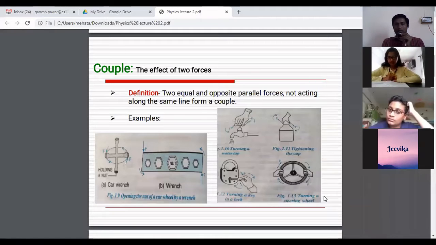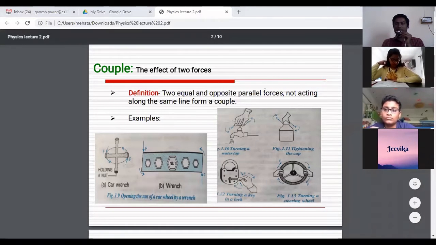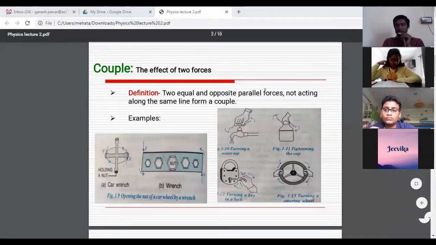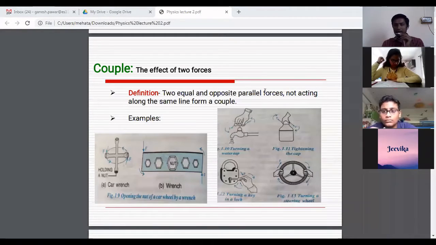In moment of force, what we have learned is that when you apply a force, for example, on a door, at the handle, then the door will turn. In this case, we consider the effect of only one force, the force which we apply at the handle. But actually, if you see carefully, there are two forces involved.